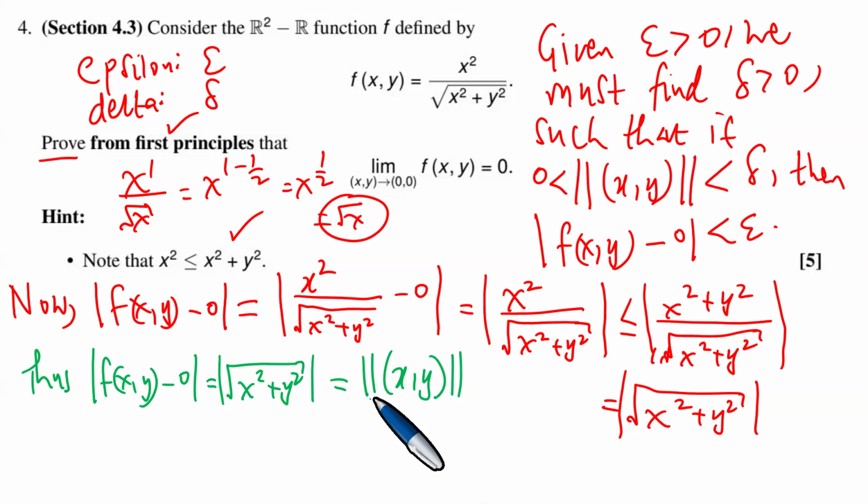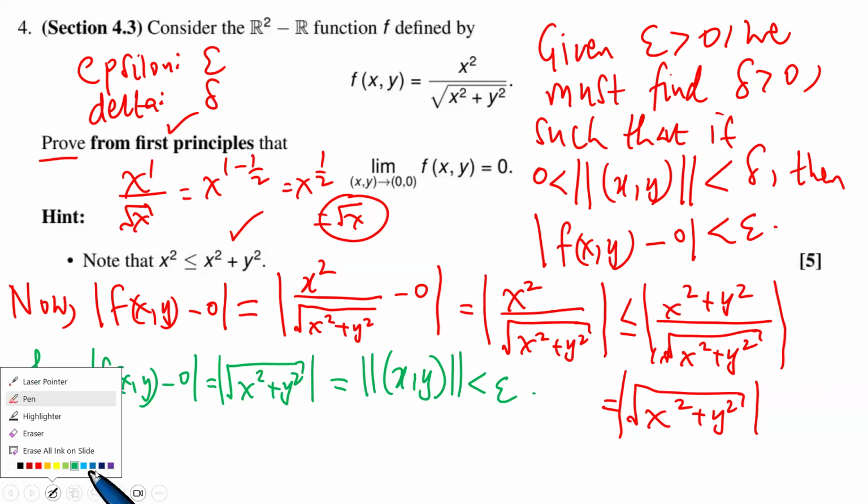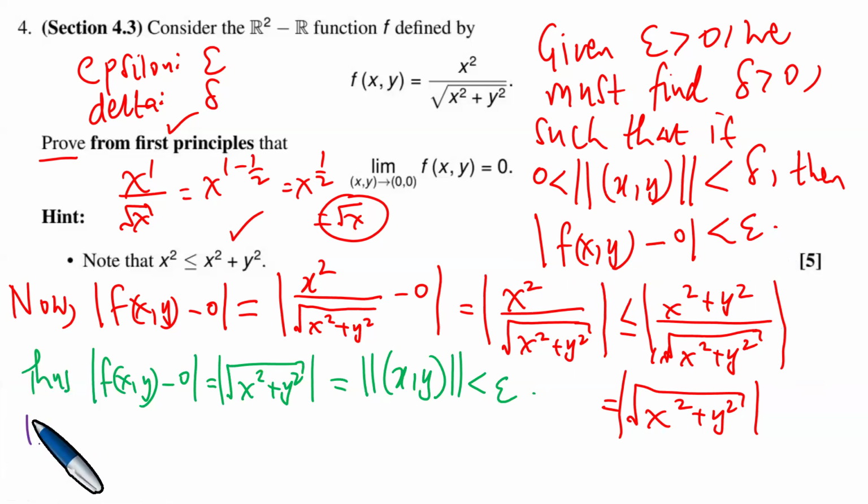So the length of a vector is the square root of x squared plus y squared. It's a definition. But this thing here, the modulus of the f of x and y minus 0 is less than epsilon, but also you have that this modulus is less than delta. We are in business and we're done, because we can then say hence. We're looking for delta that depends on epsilon, so delta equals epsilon.